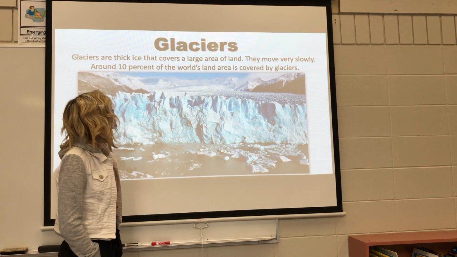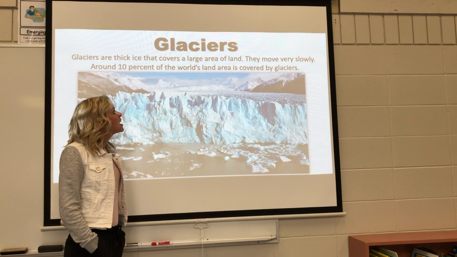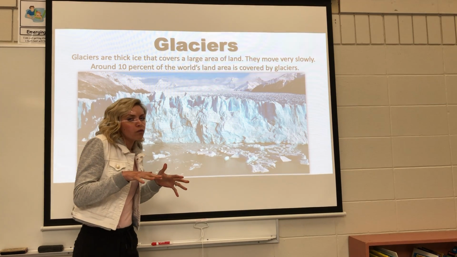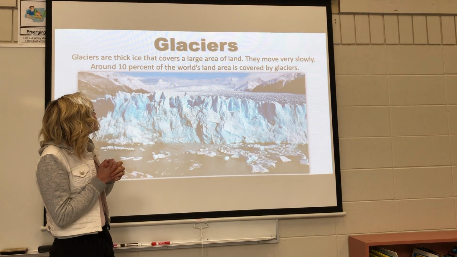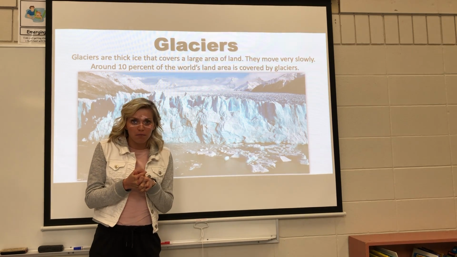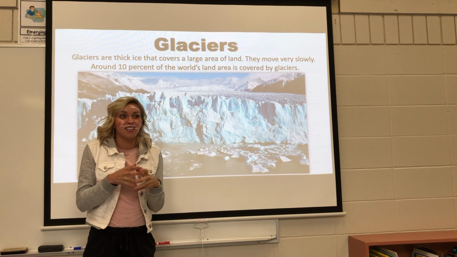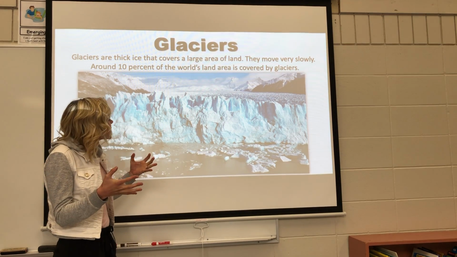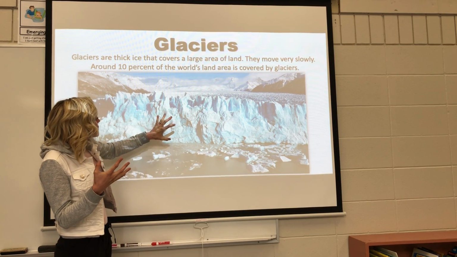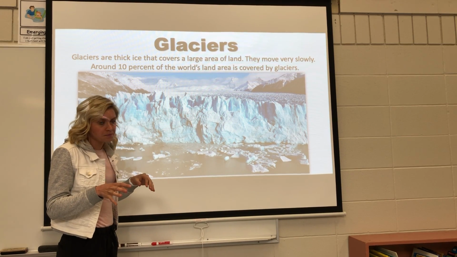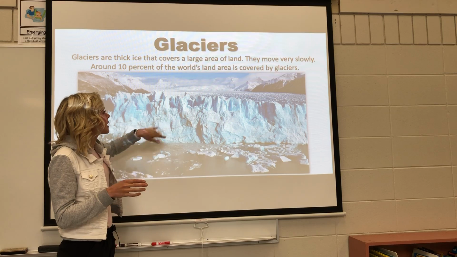Glaciers. How cool. Glaciers are thick ice that covers a large area of land, and they move really slowly. Around 10% of the world's land is covered by glacier. 10% is all glaciers. How cool. So it's essentially frozen water that moves really, really slowly. That's called a glacier.